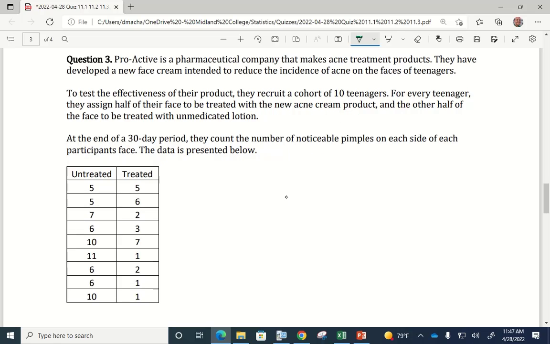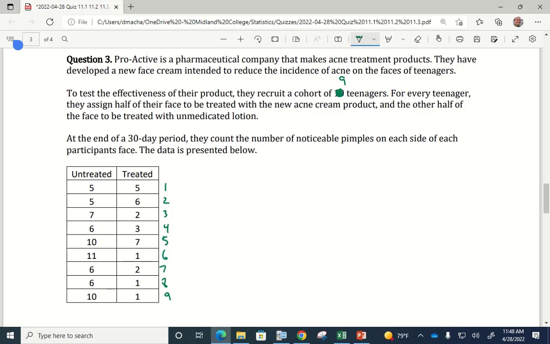All right, question 3 says, Proactive is a pharmaceutical company that makes acne treatment products. They have developed a new face cream that's intended to reduce the incidence of acne on the face of teenagers. To test the effectiveness of their product, they recruit a cohort of 10 teenagers. And so there's 1, 2, 3, 4, 5, 6, 7, 8, 9 teenagers. For every teenager, they assign half of their face to be treated with the new acne cream product, and the other half is going to be treated with an unmedicated lotion.